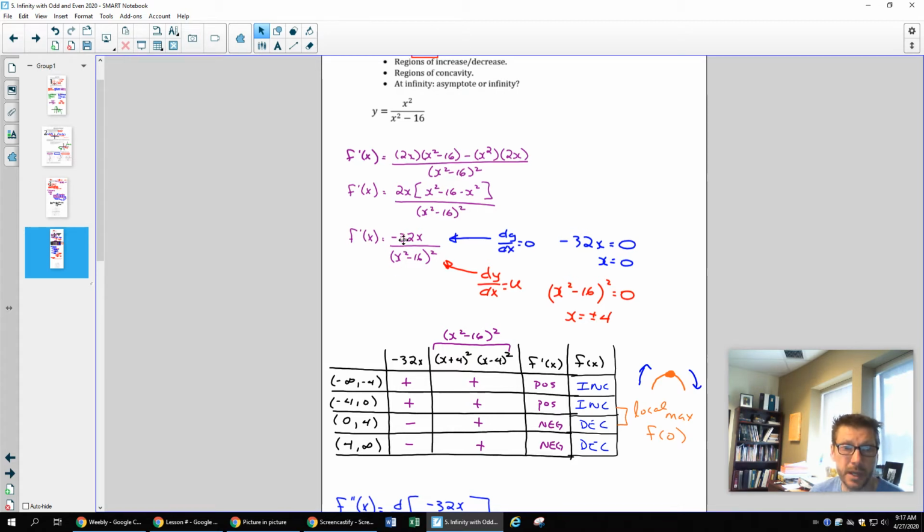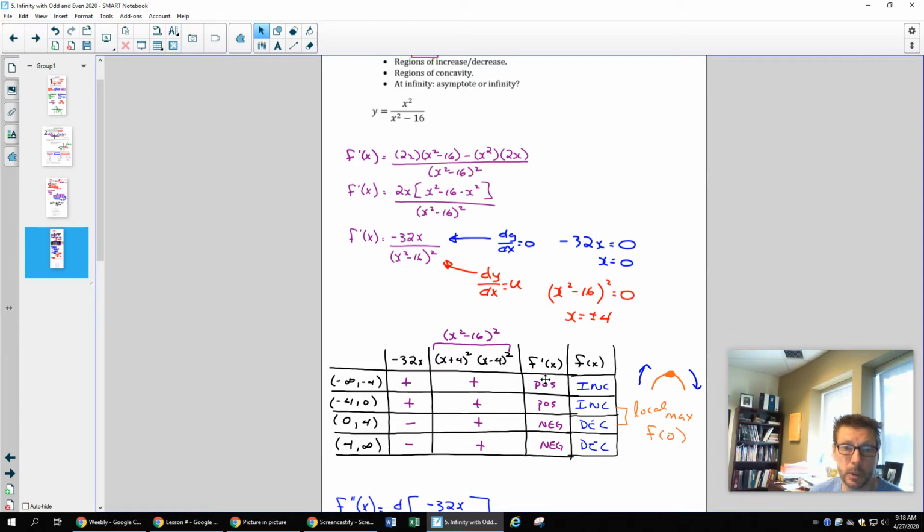I have to be aware that this negative sign has an impact on my column. So I don't need the 32, but I do need the negative sign to go with my x. And this denominator, (x squared minus 16) squared, whether you factor it out or leave it as is, is always going to be positive. It doesn't matter what you put in here, except for the 4's, which is fine, since you didn't put the 4's into your rows. It's always going to be positive.